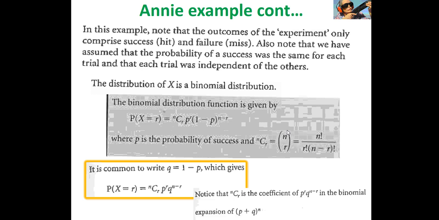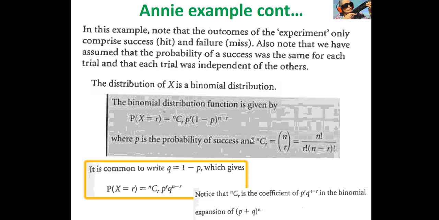So here's the example continued. Note that the outcomes of the experiment only comprise success, hit, and failure, miss. This is just copied from the previous slide as a reminder. So the distribution of X is a binomial distribution. The binomial distribution function is given by, like the binomial theorem: the probability X equals r is the binomial coefficient, like 1, 3, 3, 1, times the probability of success raised to the number of successes r, times the probability of failure, q, which is 1 minus p, raised to the power of the total number of trials minus the number of successes.